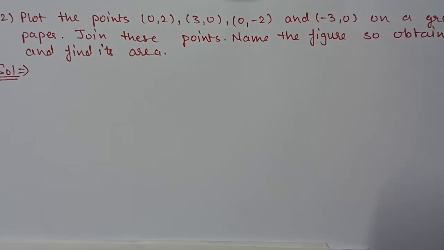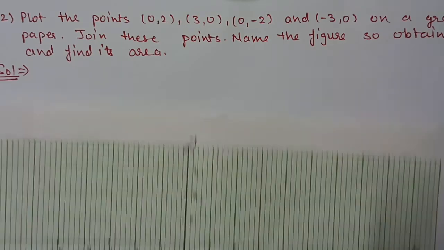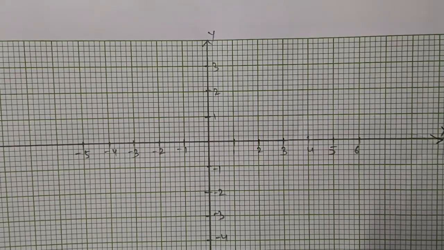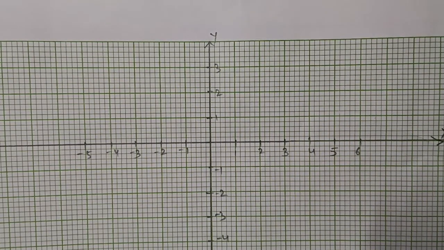Next we have question number 12. Plot the points (0, 2), (3, 0), (0, -2) and (-3, 0) on a graph paper. Join these points, name the figure so obtained and find its area. So first we will take graph sheet and we will mark the x-axis and y-axis. Now we will plot these points on the graph.